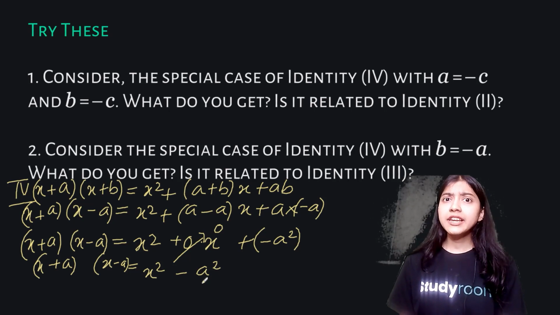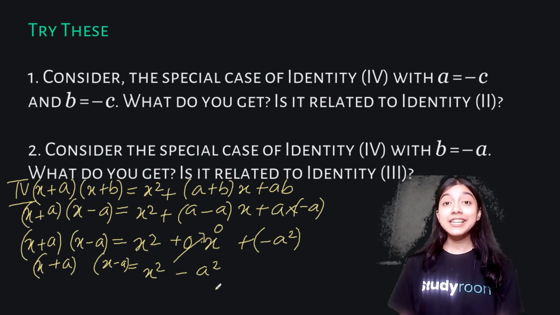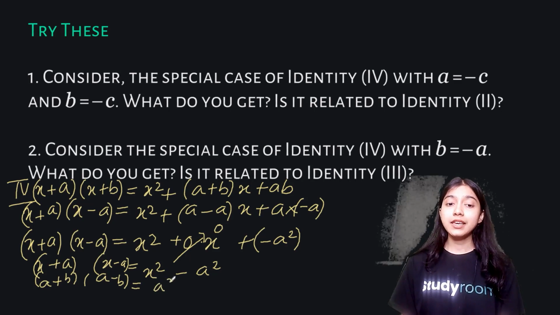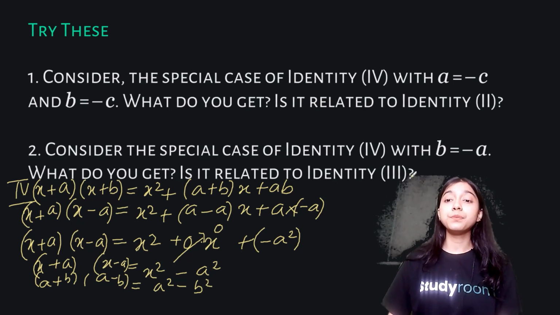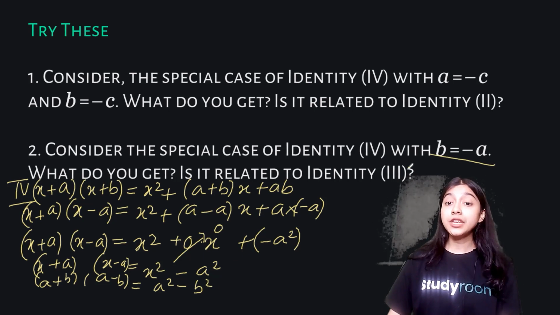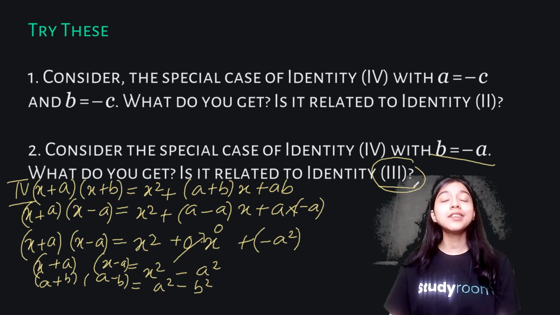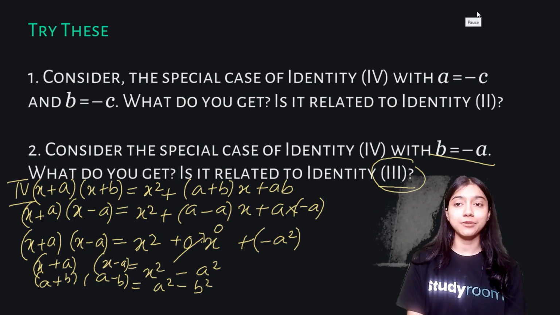Now, was there any identity that I taught you which is similar to this identity? Yes, identity number 3. That was a plus b, when it is multiplied with a minus b, then it ultimately gives us a square minus of b square. So from here I can say that when in identity 4 I put b is equal to minus a, then we get a special case which is related to the identity 3 that I taught you earlier, that is a plus b into a minus b gives us a square minus of b square.